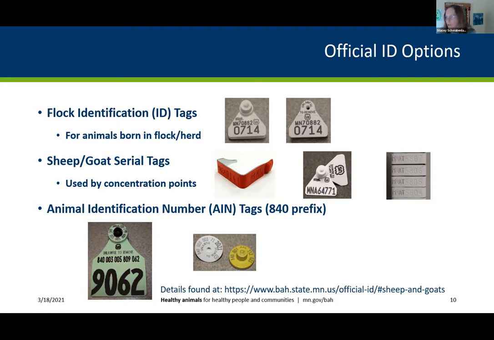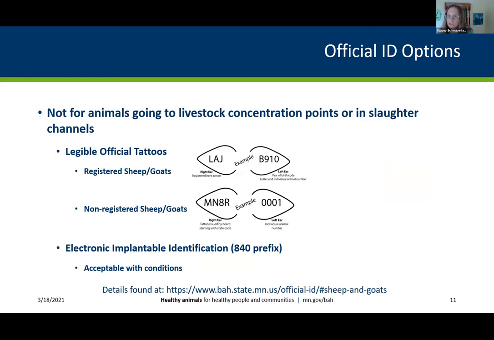And again, these tags are going to be official for any sort of movement, for testing, for anything like that that might be done. There's additionally a few other options for official ID. However, these are not universally accepted as official. So as an example, these would not be official for animals that are moving through livestock concentration points such as markets or within slaughter channels. But if you're going to an exhibition, as an example, here in Minnesota, you could go to that exhibition with an official ear tag, an official tattoo.